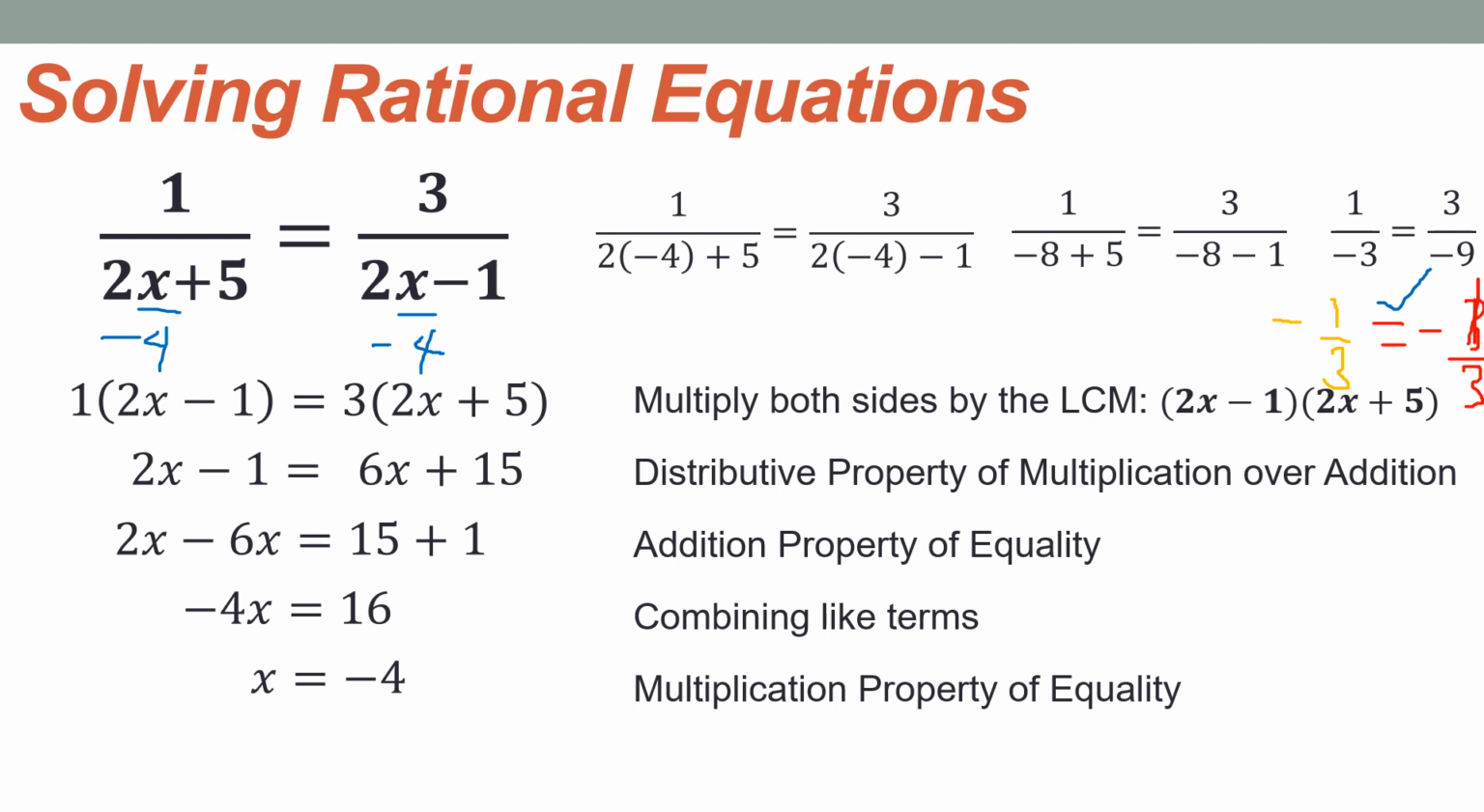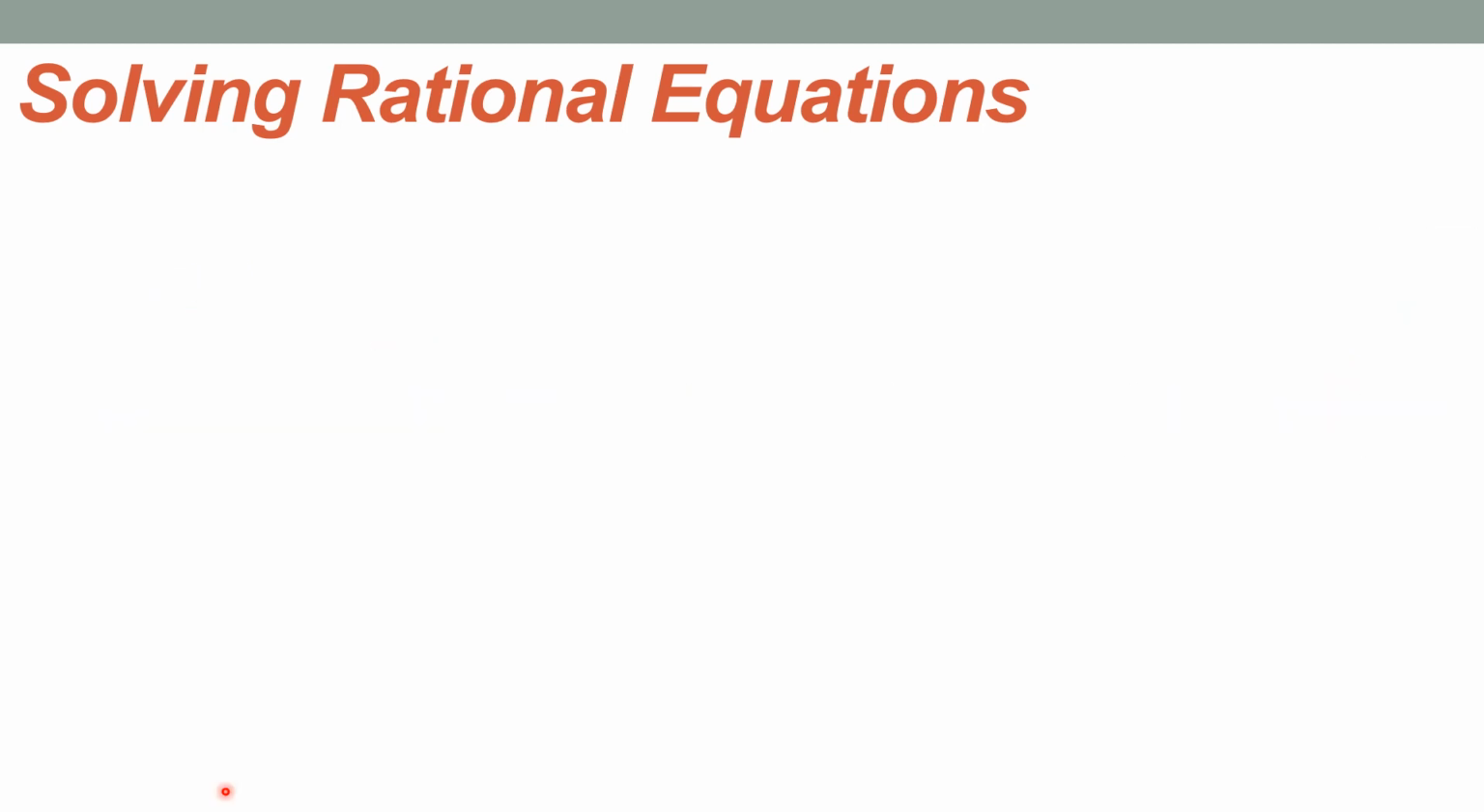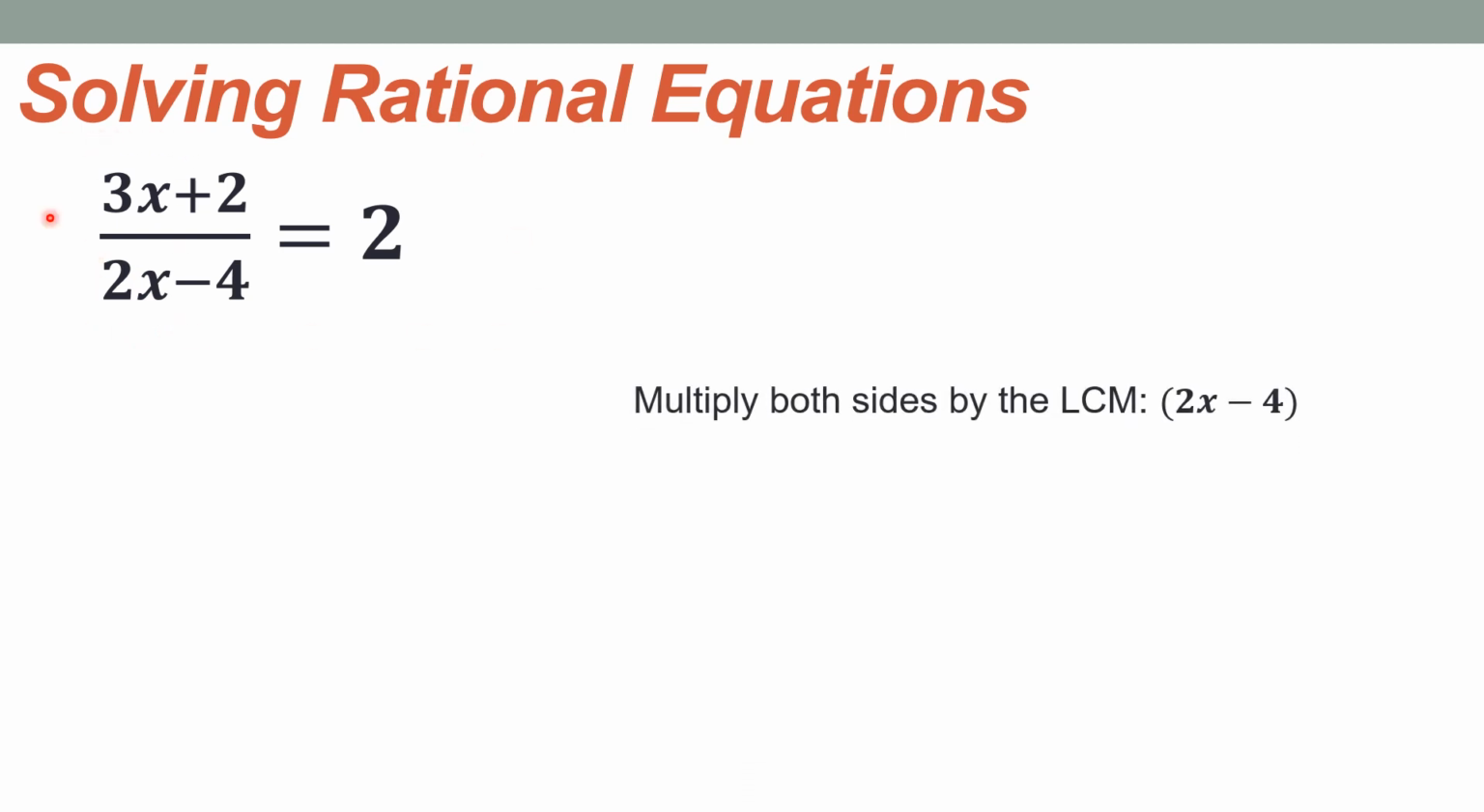Let us have another example. Now, let us solve this rational equation. 3x plus 2 over 2x minus 4 is equal to 2. We are going to solve for the value of x that will make this a true statement. So, our first step is to multiply both sides by the LCM 2x minus 4, or just use cross multiplication. Okay? So, just express 2 as 2 over 1. Okay? So, we have here, upon cross multiplying, 2 times 2x minus 4 is equal to 3x plus 2.